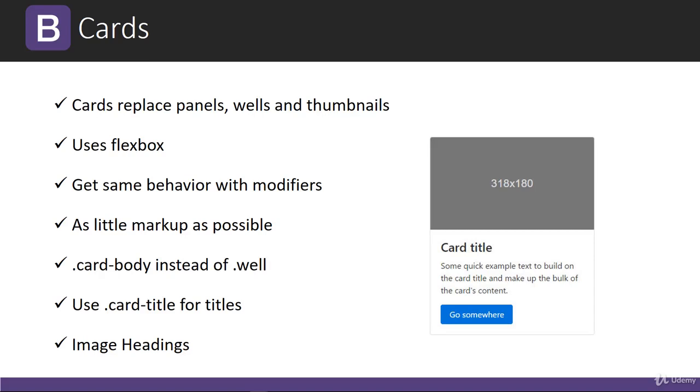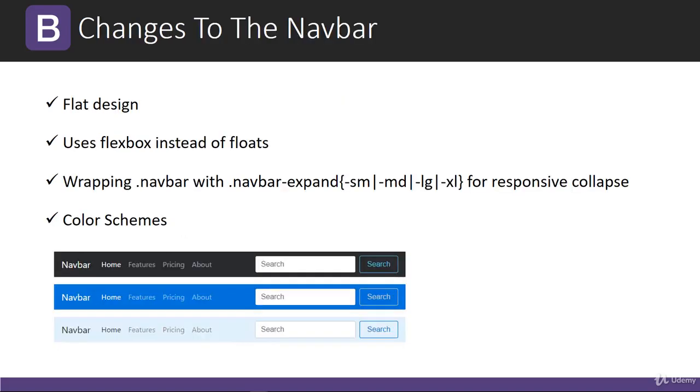Now, if you've used Bootstrap 4 Alpha, card-block no longer exists. It's now card-body. Okay, so just remember that. There's also classes like card-title and card-header, card-footer, and you can really make these cards look very different.